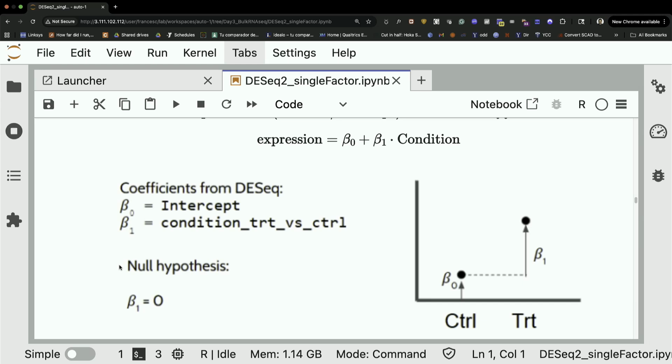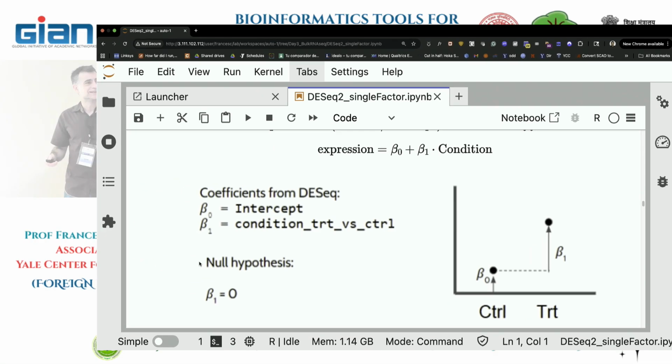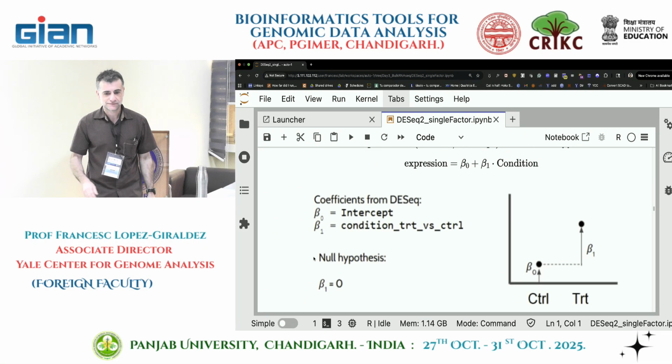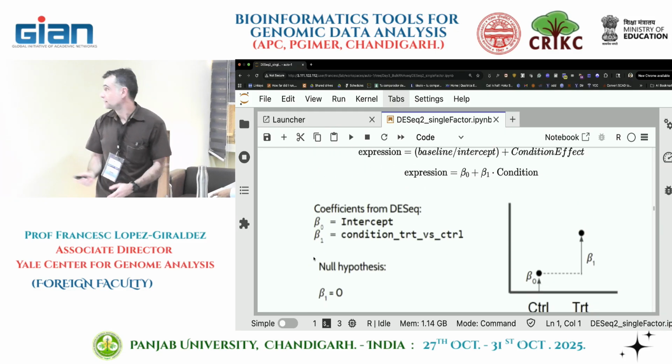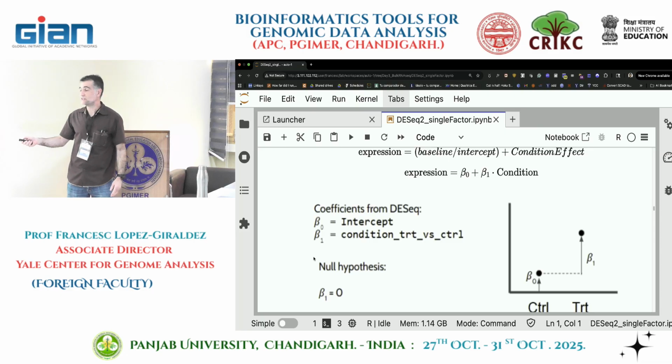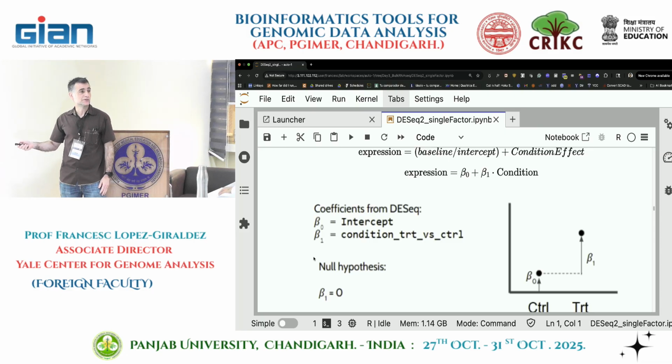The only thing we do with the coefficient is to calculate this and this, the beta 0 and beta 1. Well, we're not calculating, sorry, we're accessing it. And as we said, this value is just the average of the expression in controls. This value is our fold change from beta 0 to beta 1.